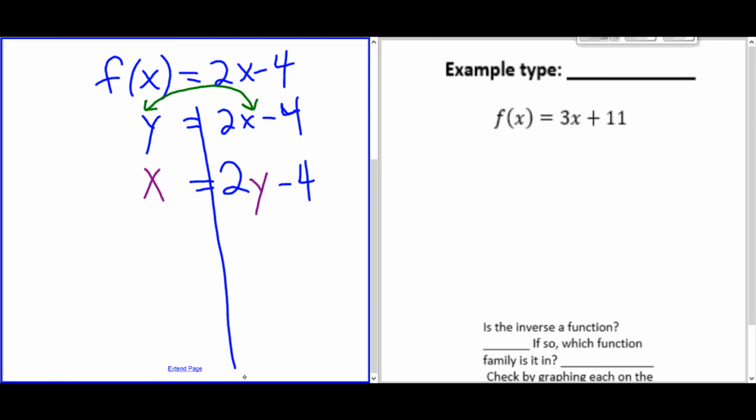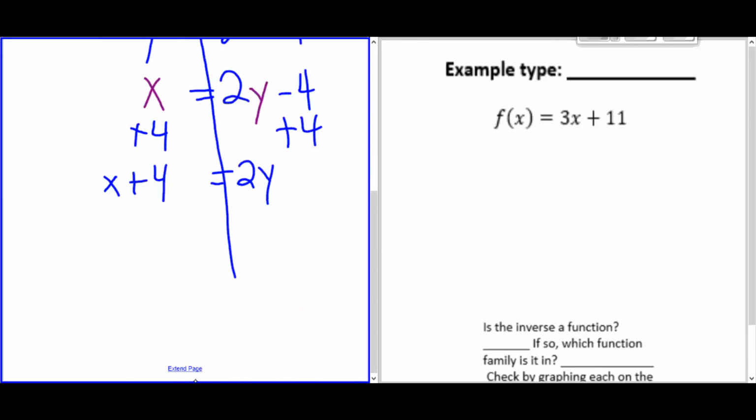And then the first thing that you want to do is we got to get y by itself. So we're going to undo that subtraction by adding. So I get x plus 4 equals 2y. And then notice now I have 2 times y. So to undo that, I'm going to divide everything by 2.